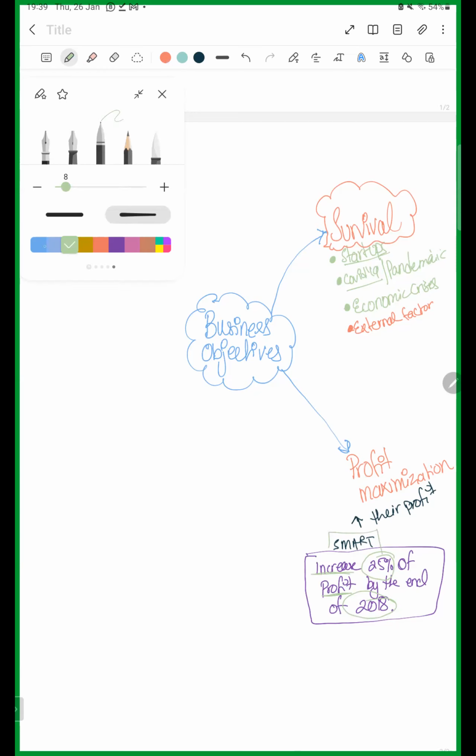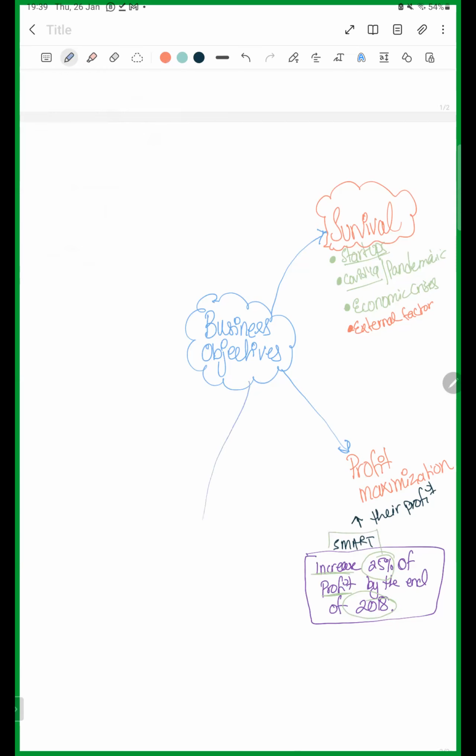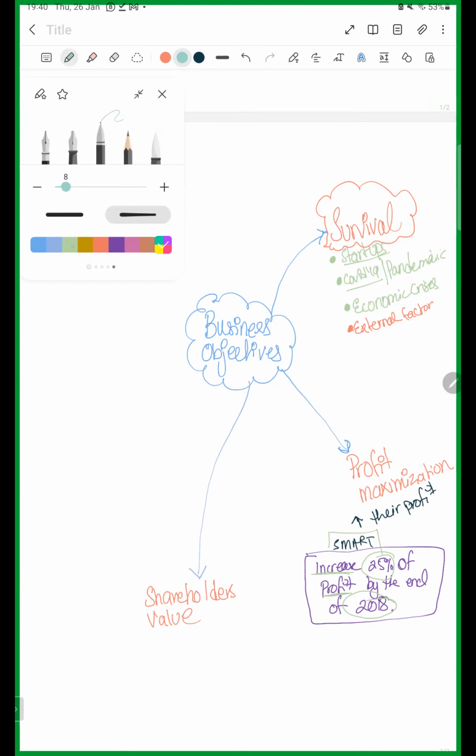Then comes your next business objective, which is shareholders' value. When do we have shareholders? What businesses have shareholders? Emily, which businesses have shareholders? Limited companies, private limited.